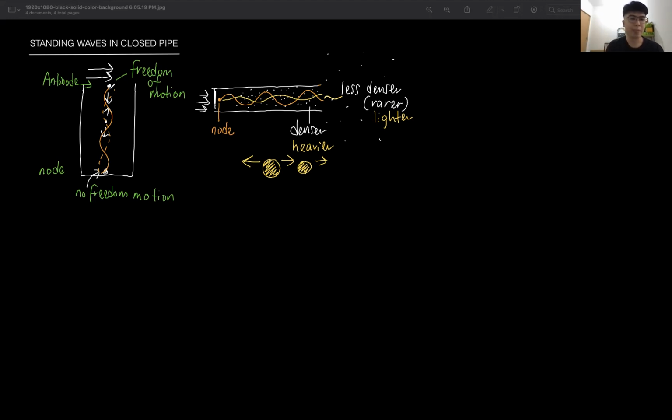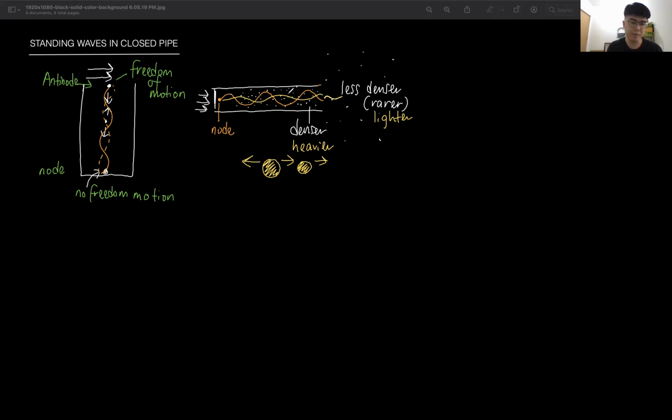So regardless of closed end or open end, reflection will occur. Now we know that reflection occurs, then the waves will interfere. Again, you get standing waves.